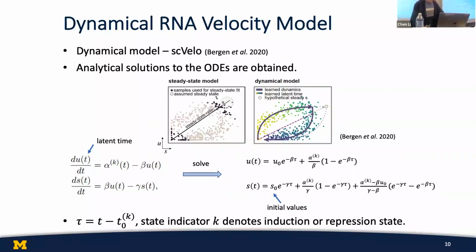In the dynamic model, the difference compared to the previous steady state model is that all the cells this time are used to optimize the rate parameters that I showed earlier, compared to the steady state model, where only the top and the lower quantile cells are used. You may see that we are not using t here in the analytical solutions. We use tau because there are actually two states, one induction and one repression, and these two states have different initial values, so we use tau to denote the state.